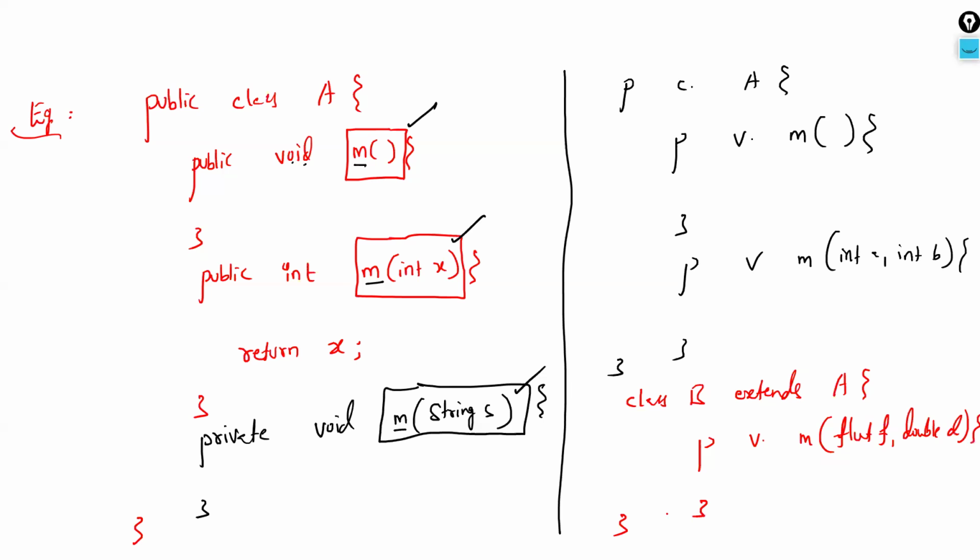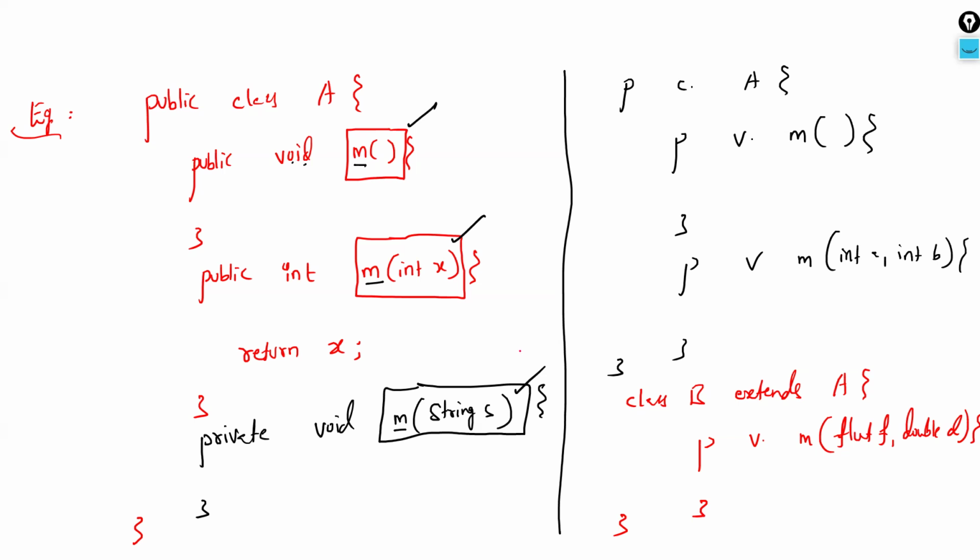So then can we overload a method in a child class? Is it overloading or is this a separate method of class B? Come on. It is overloading. What is the proof?